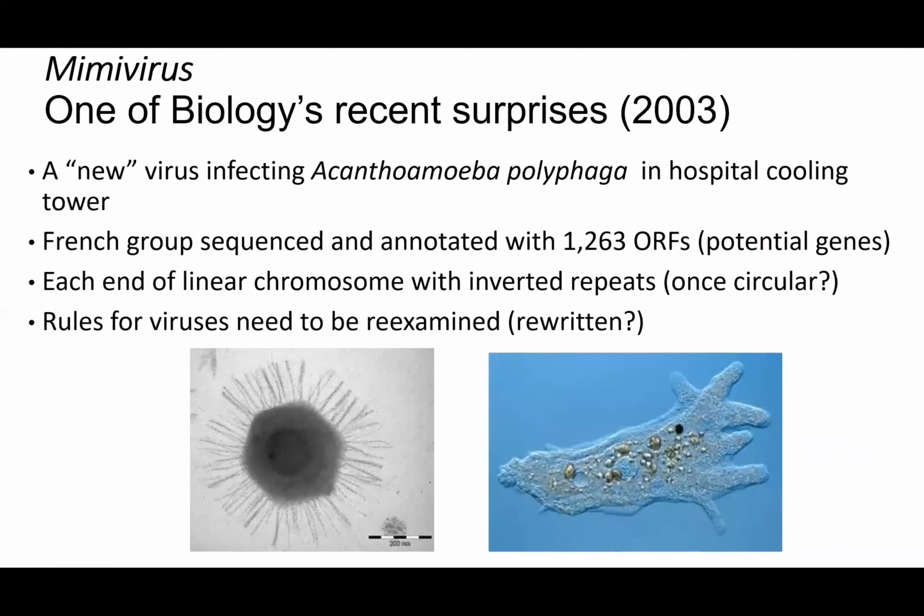The Mimivirus is a really interesting and one of the newer surprises from microbiology looking at nature. It's a virus that looks like this. It's kind of like a hairy hexagon, but it infects a protist called Acanthamoeba polyphaga. This virus was found to occur in hospital environments. A French group sequenced its genome and annotated it with 1,200 potential genes. It had one linear chromosome with inverted repeats, meaning that it was likely once circular.